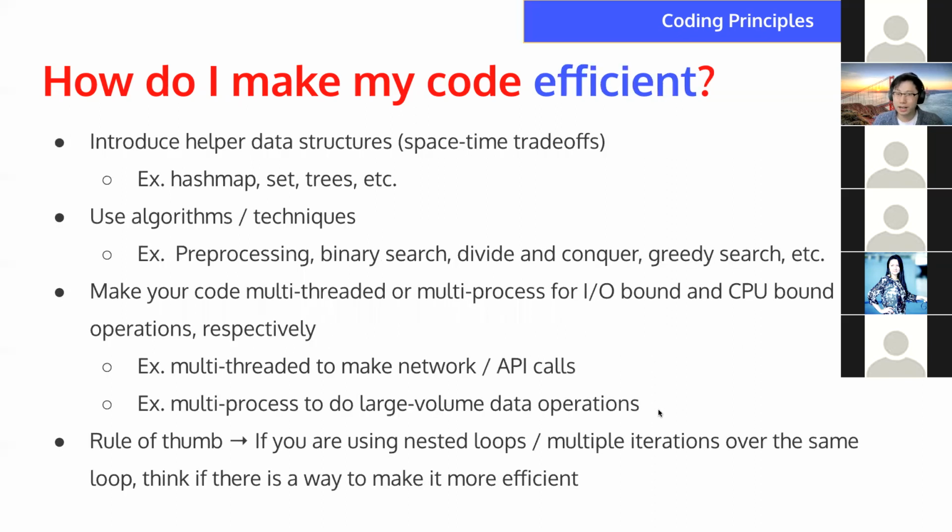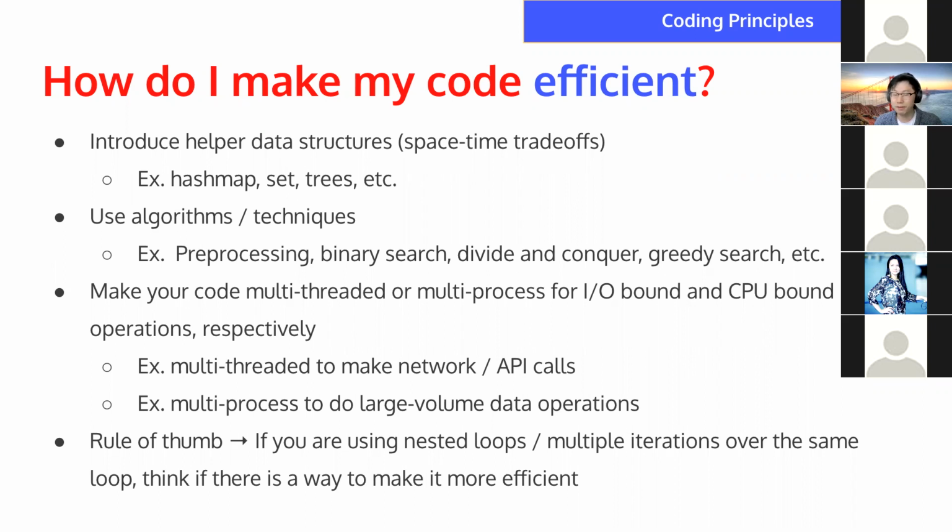All right, next, moving on: how do I make my code efficient? Here you want to think about different things. First, you could think about introducing a helper data structure that could make your code run faster. Here you're making an explicit trade-off between space and time. This means you're introducing more space or memory, but with those helper data structures, you're also reducing the runtime. Things that could help you here are hash maps, sets, and trees, right?